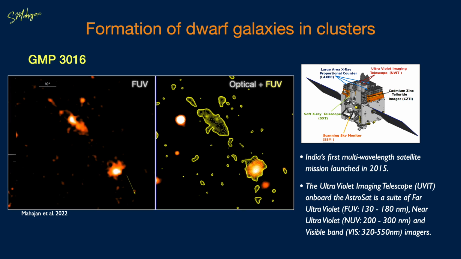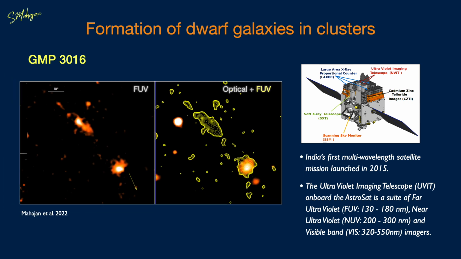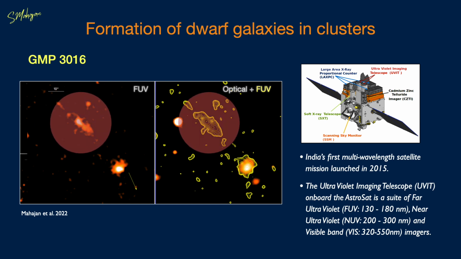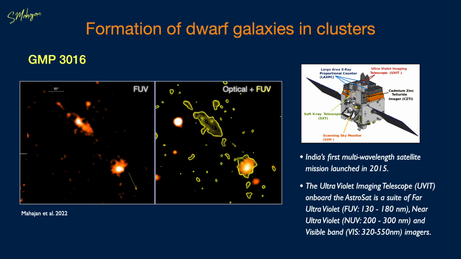For instance, in this image, you see the far ultraviolet FUV image on the left and the contours of the FUV image overlaid on the optical image of the same region of the sky on the right. Note that the bright blob seen on top has no corresponding emission in the optical image.